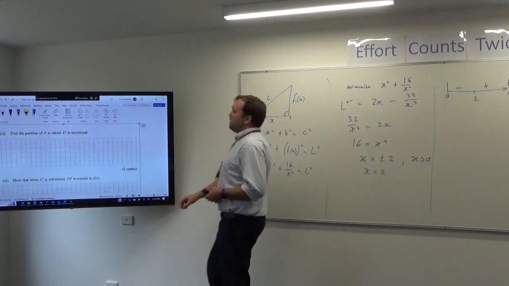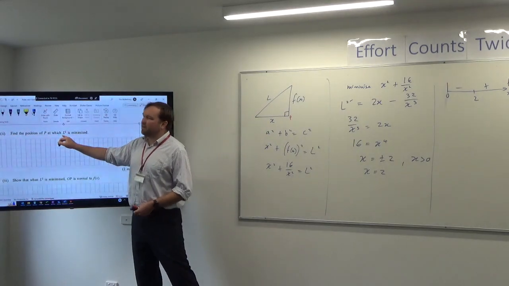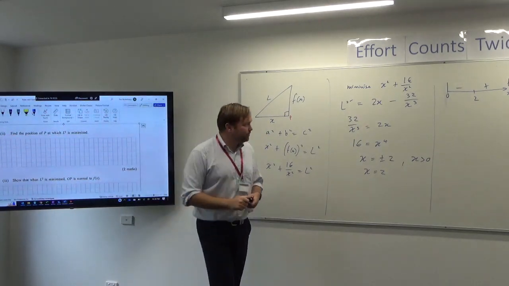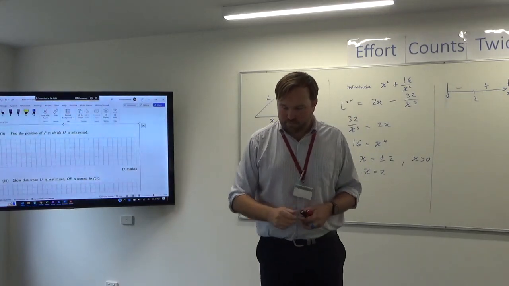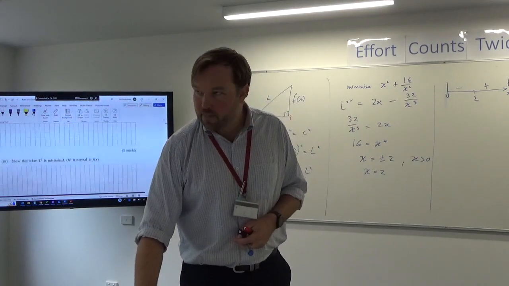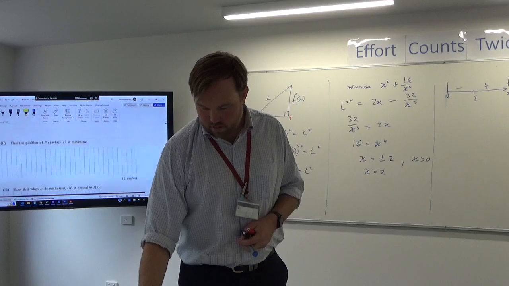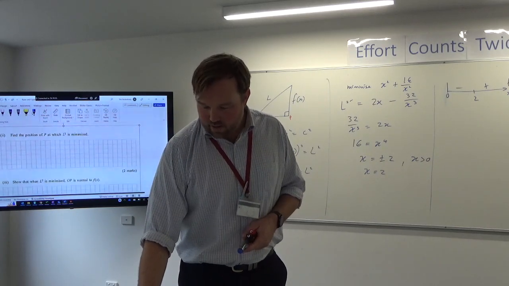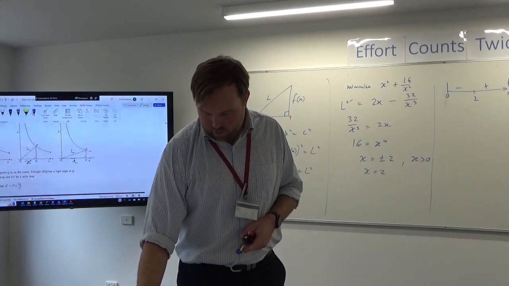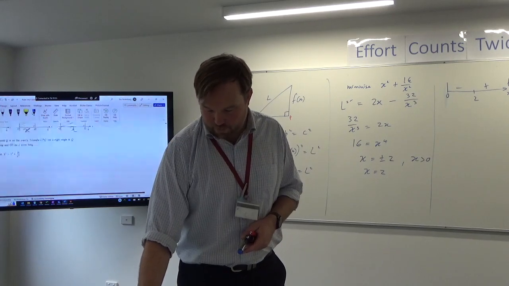Therefore, L squared is minimized when x is 2. And then you plug the 2 back in to find the y coordinate? I think we just want P. Oh yes, you're right. We should find the position of P.